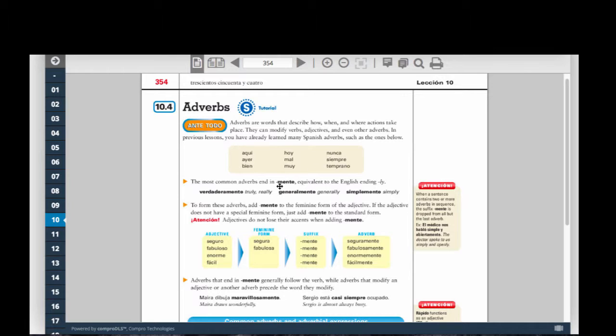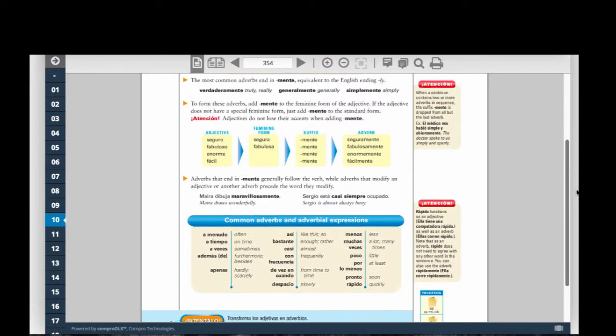You have probably seen mente a million times too. Mente is a particle we put at the end of a feminine adjective to change it into an adverb. For example, the word verdadera, true, but if we add mente, we are forming the adverb truly, kind of like in English, right? You have true, but if you add ly, you can make it into an adverb, truly.